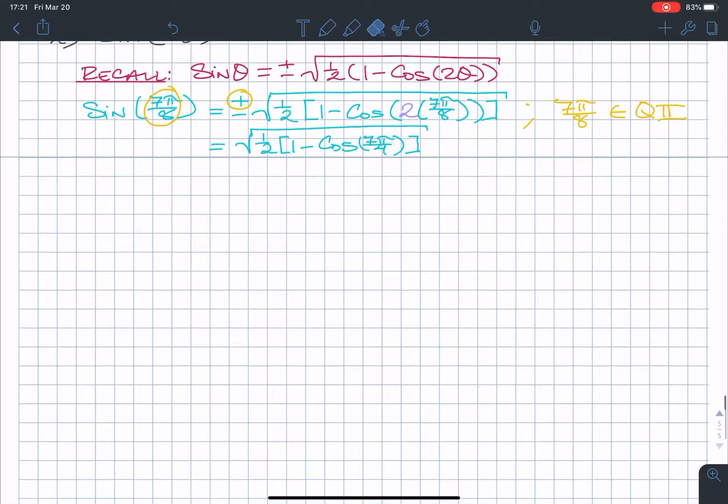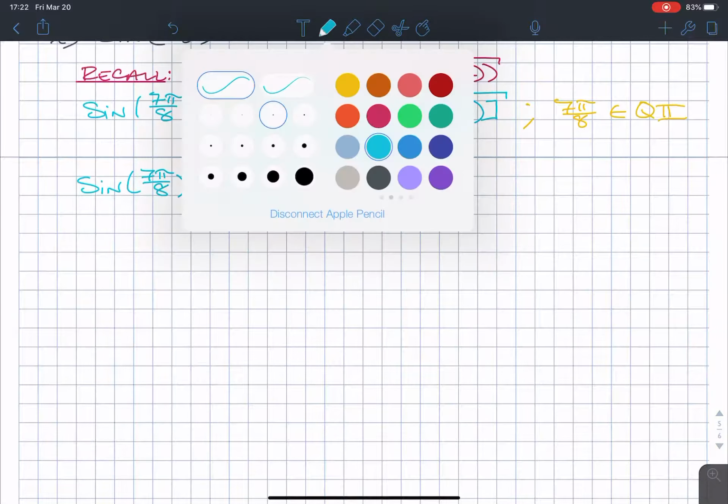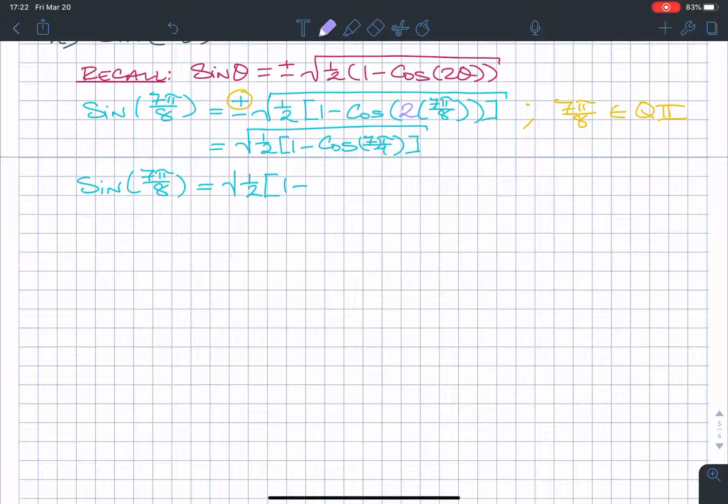Okay, moving to the next page. Now we can plug and chug. So we have that sine of 7 pi over 8 will be equal to the square root of the quantity 1/2 times 1 minus, well, what is cosine of 7 pi over 4? Well, that's the x-coordinate value at the 45-degree reference angle in quadrant 4. So that's going to be root 2 over 2.